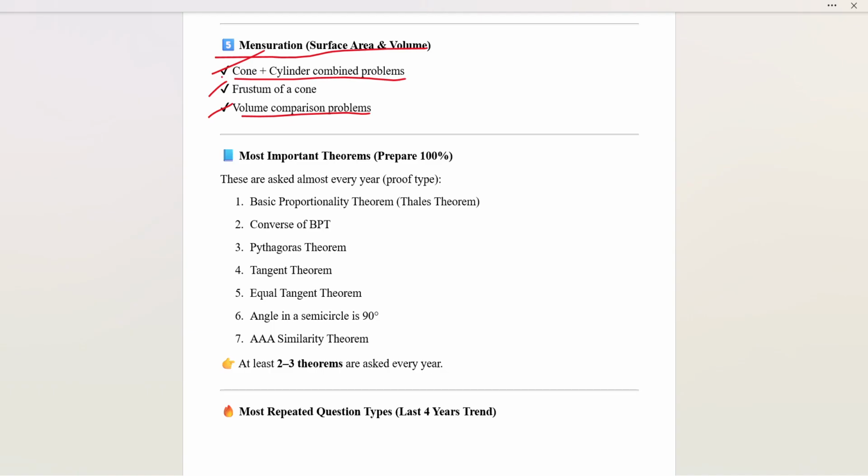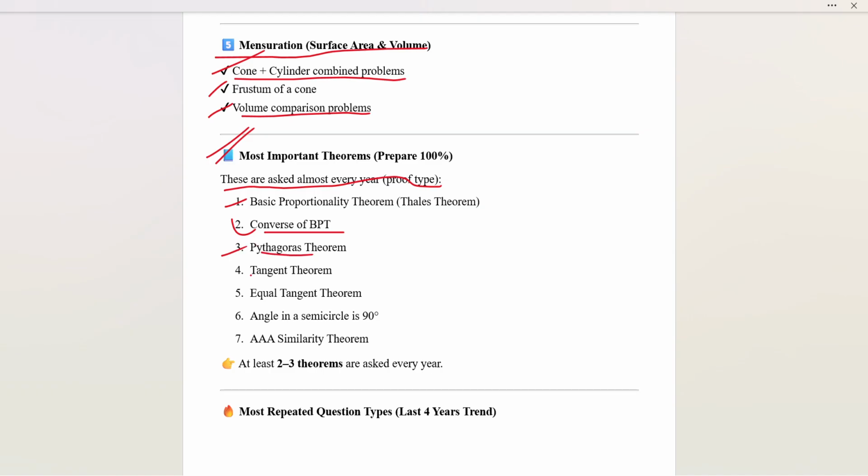Now the most important theorems, which you must prepare 100%. These proof-type theorems are asked almost every year. First is the BPT theorem, the basic proportionality theorem, also called Thales theorem. The converse of BPT and the converse of the Pythagoras theorem are rarely asked in your board exam. Still, better to prepare both: the Pythagoras theorem and its converse, and also BPT and the converse of BPT. The Pythagoras theorem is also asked in your board exam.